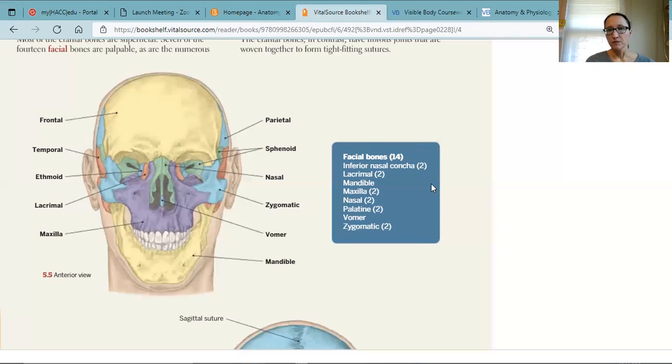Now, if we add them all up, of course, you have 14 facial bones, and that includes those nasal concha. Conchae is plural. 2 lacrimal, 1 mandible. You only have 1 mandible. You're not an ant that has multiple mandibles. Maxilla, 2, right? 1 on either side. 2 nasal bones, 1 on either side. 2 palatine bones, which you cannot see yet. We'll have to look at an inferior view of the skull. 1 vomer and 2 zygomatics. Those make up the 14 facial bones.